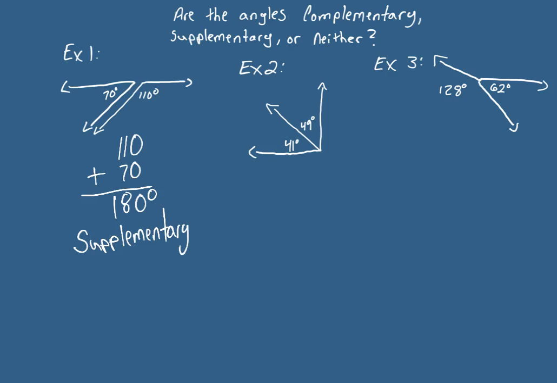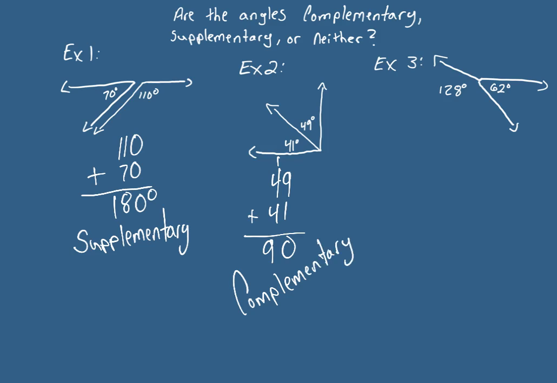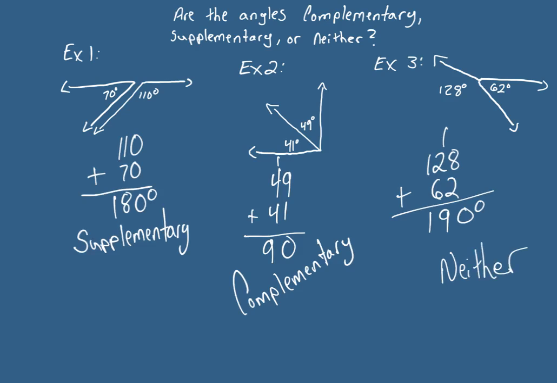Okay, let's try number 2. Number 2, we have 49 plus 41. We get 0, carry the 1. That's 90. So those are complementary. And the last one, 128 plus 62. 8 plus 2 is 0, carry the 1. That's 9. 190 degrees, that is neither. So the process of finding out and solving these angles isn't rocket surgery. It should be pretty simple.